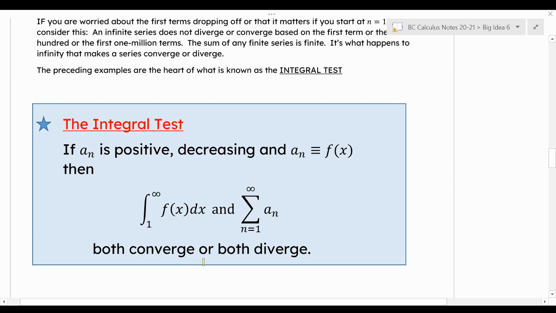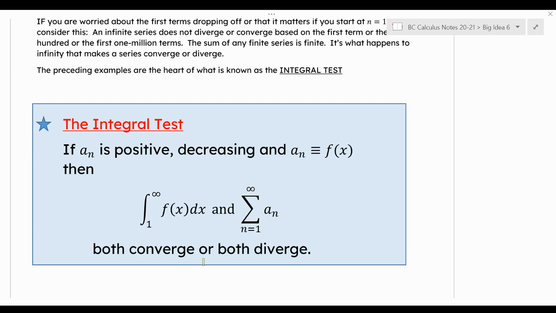If the sequence a sub n is positive and decreasing, and a sub n can be mapped to f of x, so the function itself that is continuous at all x matches to the sequence, which is a discrete thing and it only exists at the integers, right? But if they line up, then both the improper integral from 1 to infinity of f of x dx and the infinite sum from 1 to infinity of the sequence a sub n will do the same thing. They're either both going to converge or they're both going to diverge.